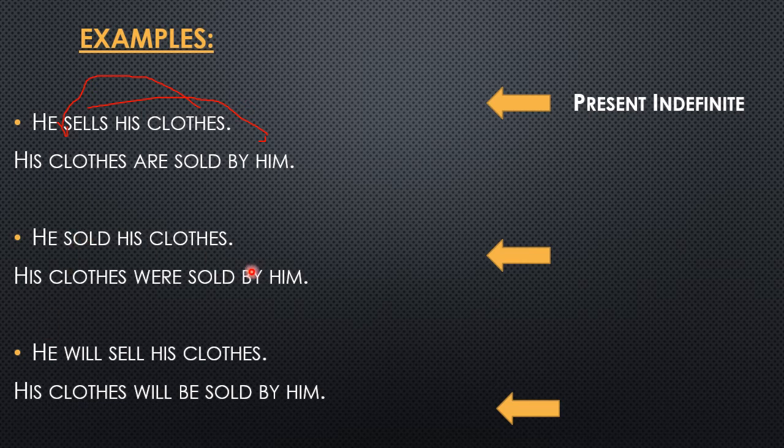Now moving forward, past indefinite tense. He sold his clothes. In past indefinite tense, we use the second form of verb. So here we use was and were as a helping verb, and the third form of verb in its passive voice. His clothes were sold by him. In future indefinite tense, we use the first form of verb and will or shall. But in passive voice of future indefinite tense, we use will be and the third form of verb. His clothes will be sold by him.